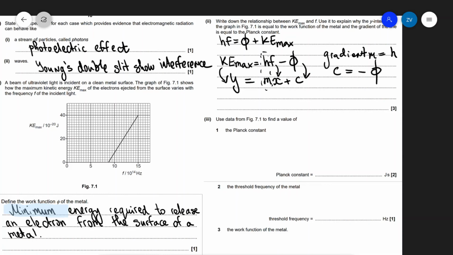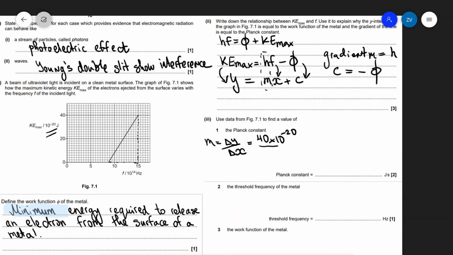Okay, use data from figure 7.1 to find a value for Planck's constant. So we can use the fact that our gradient m is equal to delta y over delta x, and remember, we're going to need to try and make our gradients as large as possible, and delta y is, we're going to go from 0 to about 40 times 10 to the power of minus 20. Let's try not to forget about those units. This is probably the trickiest bit.